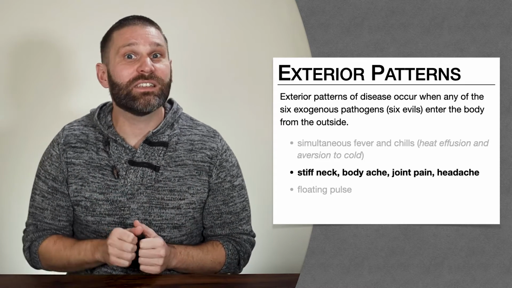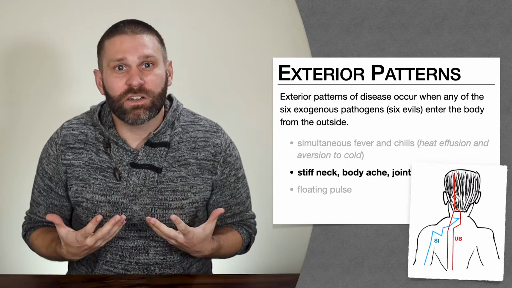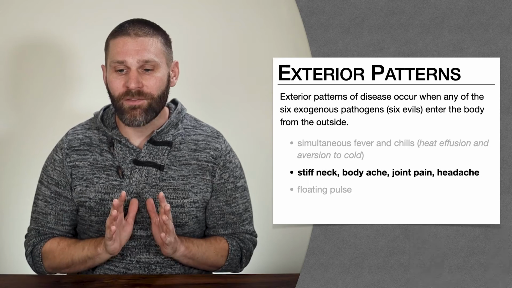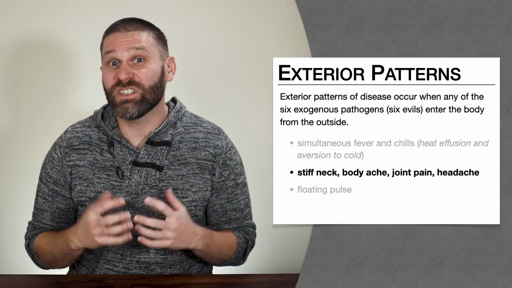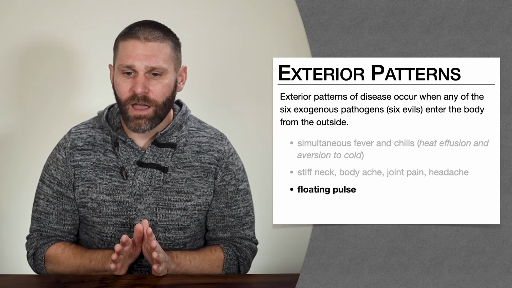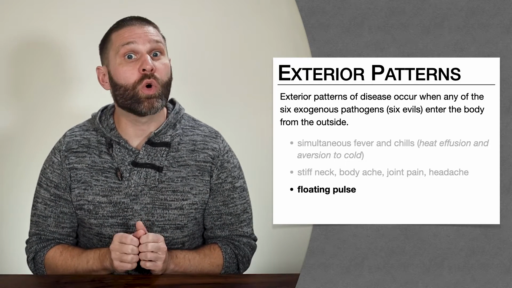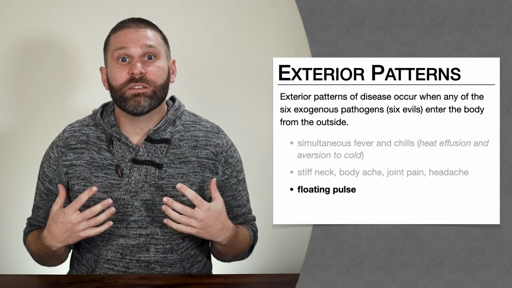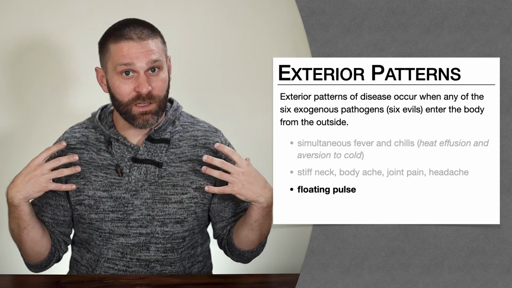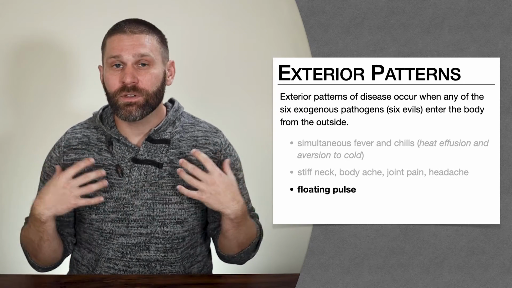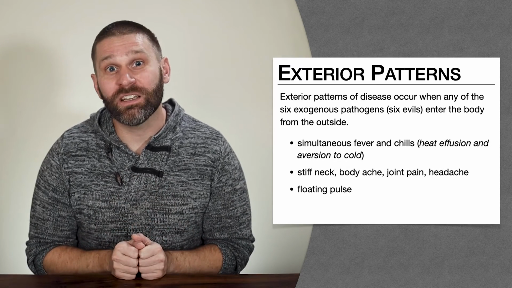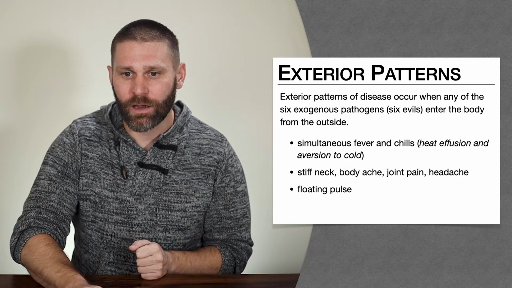And then we see stiff neck because the most exterior channel is the Tai-yang channel, and those channels go to the neck. And we have body ache because the pathogen is in the muscle layer, and that's where this battle is occurring. And finally, we see a floating or superficial pulse. This is because we have a pathogen on the surface, so the qi of the body rises to meet it. And because the qi is at the surface, we feel the pulse at the surface. So that's how we know that we're dealing with an exterior pattern.